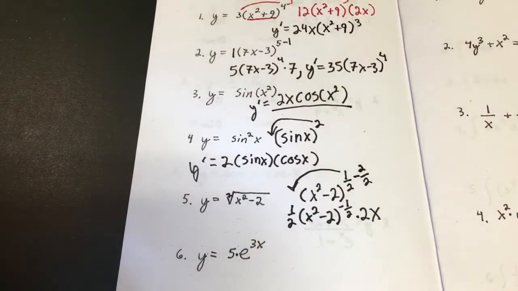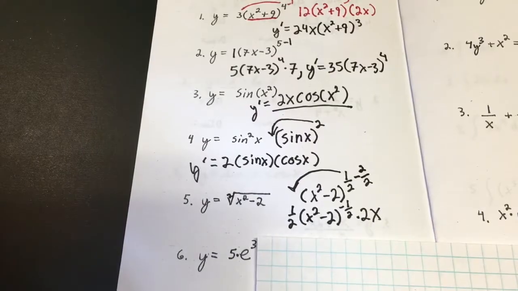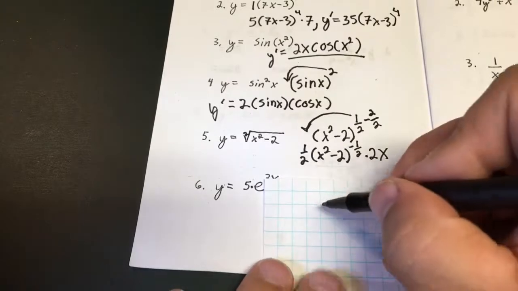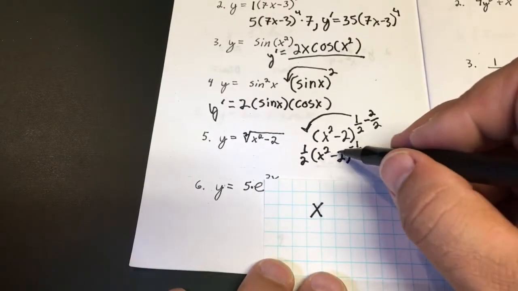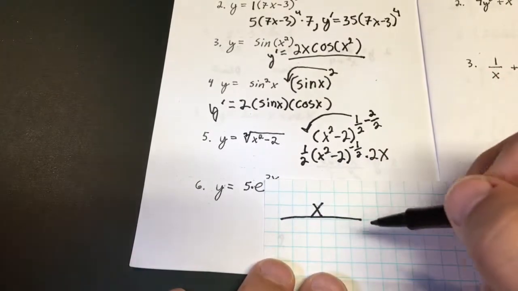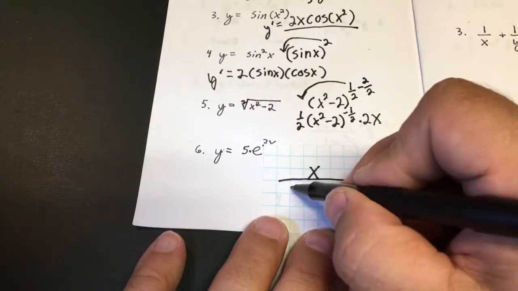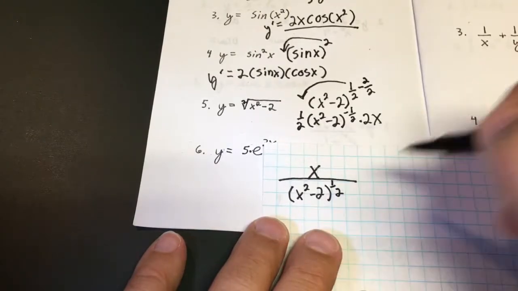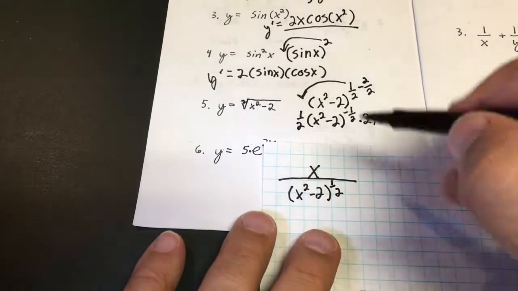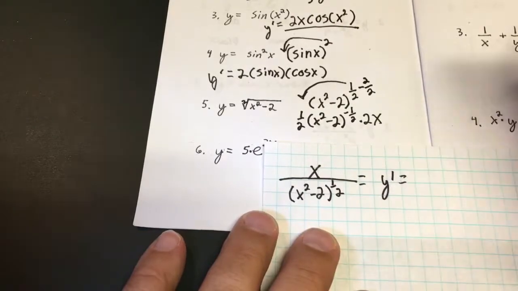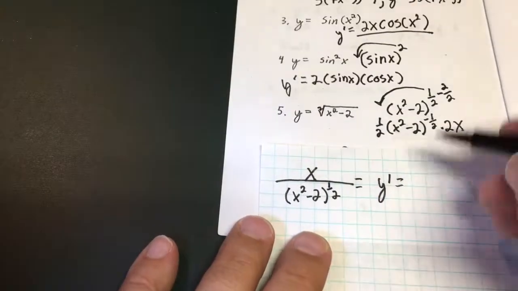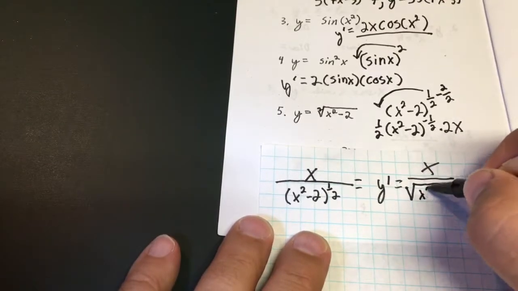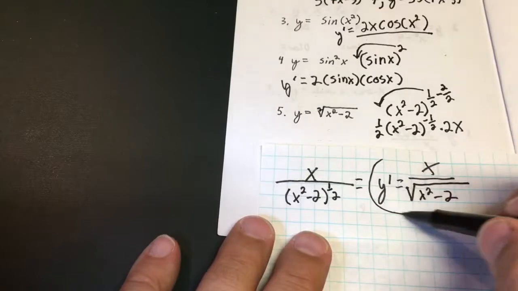Now this one I can simplify a lot further, okay? And I'm going to do that on a separate sheet of paper here. Basically 2x times 1/2 is just x. And this here, x squared minus 2 to the negative 1/2, that can be rewritten as x squared minus 2, and that can go downstairs to the positive 1/2. That can further be rewritten. And the final answer would be y prime equals x over the square root of x squared minus 2. And that would be my final answer for that one.